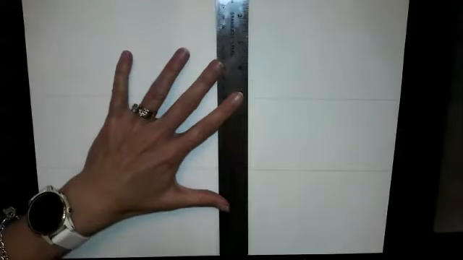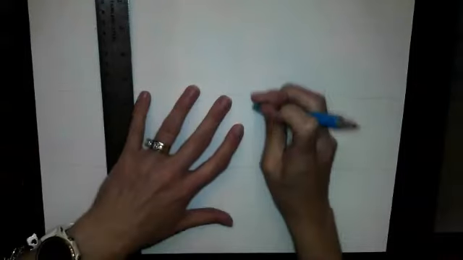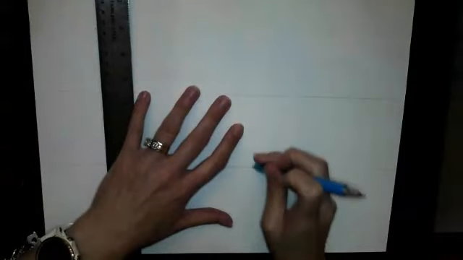Okay, so after I found that center point, I measured out in 3 different places so I could draw a nice guideline for the center of my boxes. Now, I'm going to come down here and I'm going to erase this.